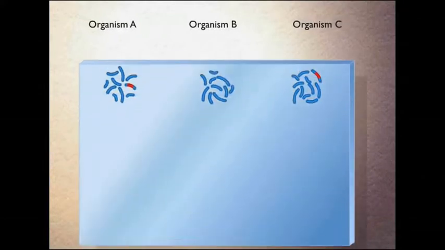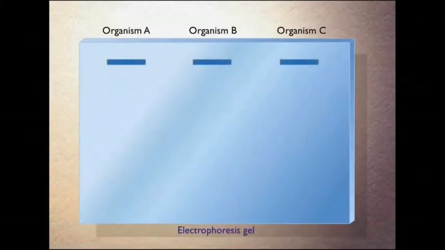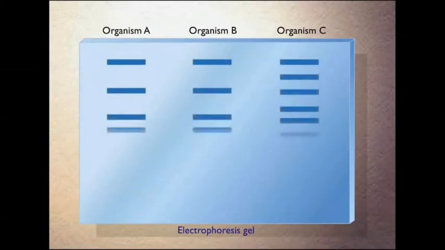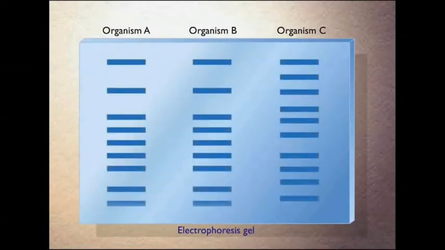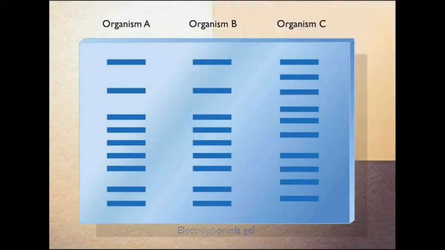DNA restriction fragments are then loaded onto the agarose gel. The fragments are separated by electrophoresis according to size, with smaller fragments migrating faster than the larger fragments. Fragments are made visible using EtBr.